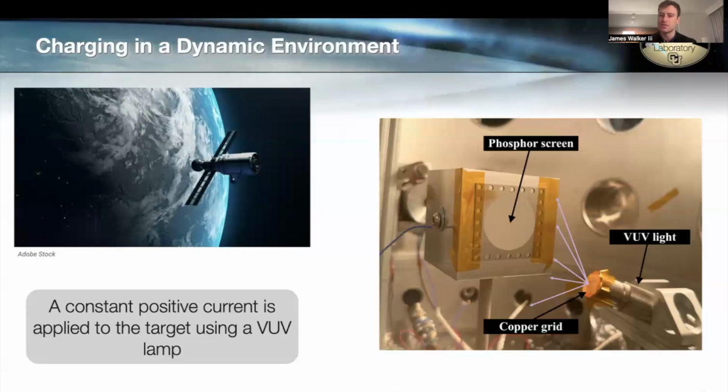So we're going to be turning on the UV light and applying this current while the spacecraft has already begun charging, simulating coming from that very negative environment of eclipse to the weakly positive environment of sunlit regions, where the dominating solar photon current is applied to the target.